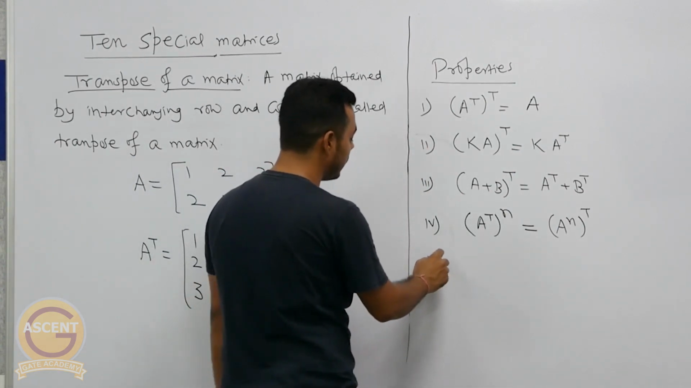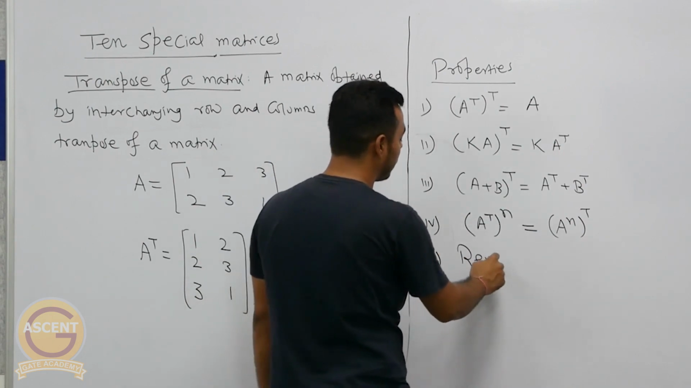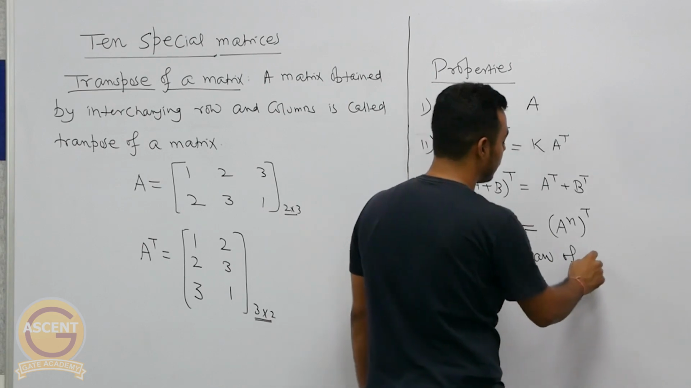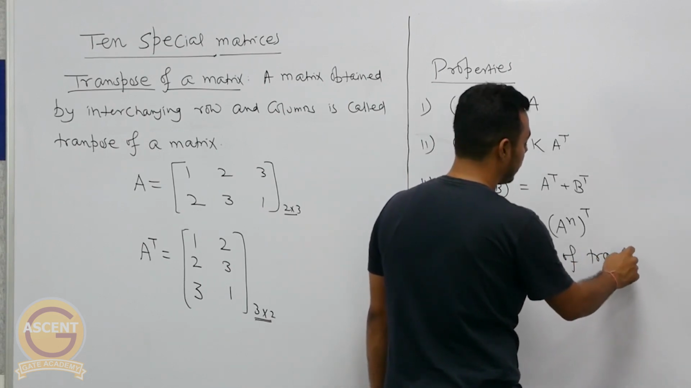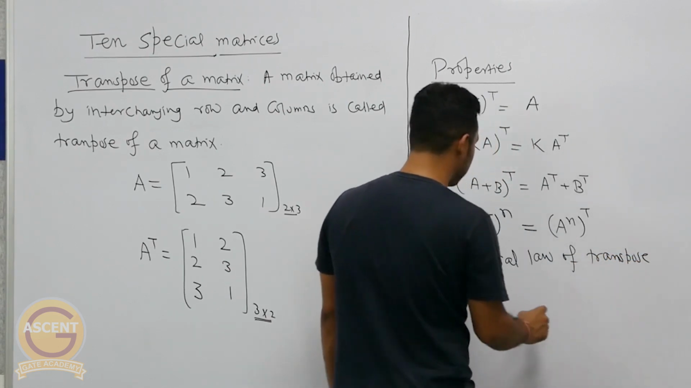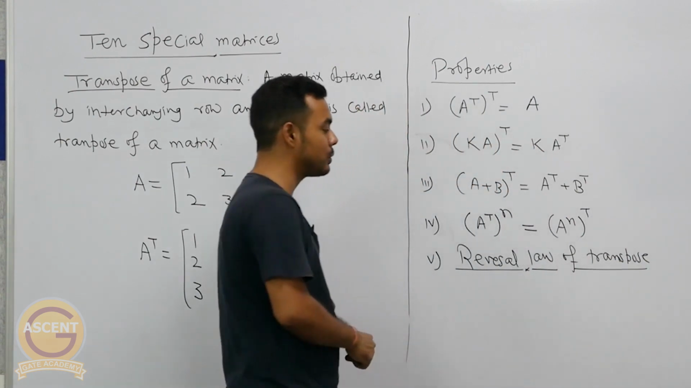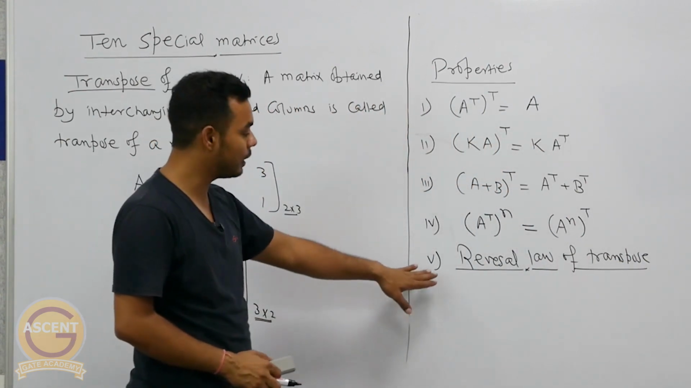And the last property is the reversal law of transpose. Now this reversal law is very, very important in case of transpose. We will see this reversal law in 3 places in this chapter: one here in transpose and the other 2 in adjoint and inverse.